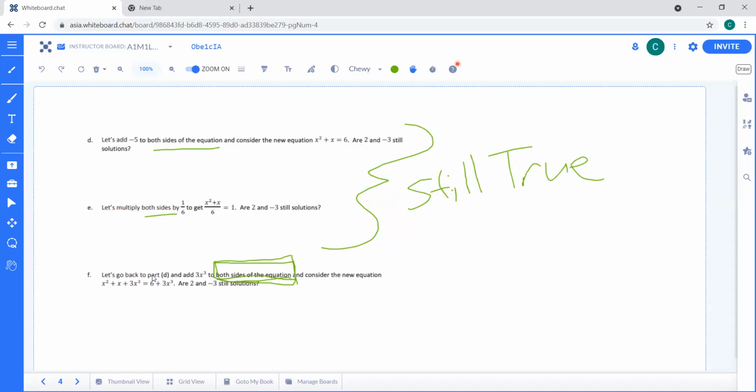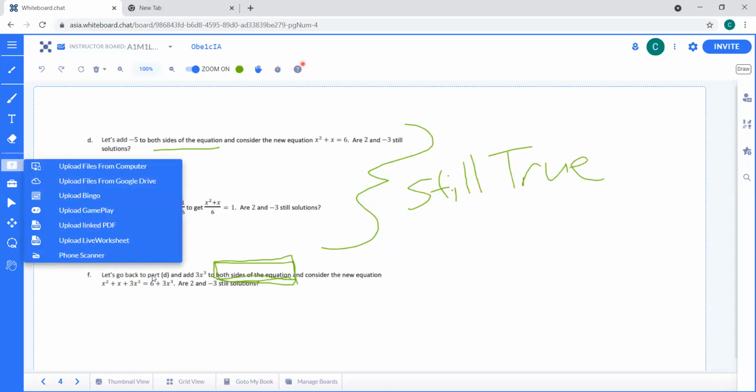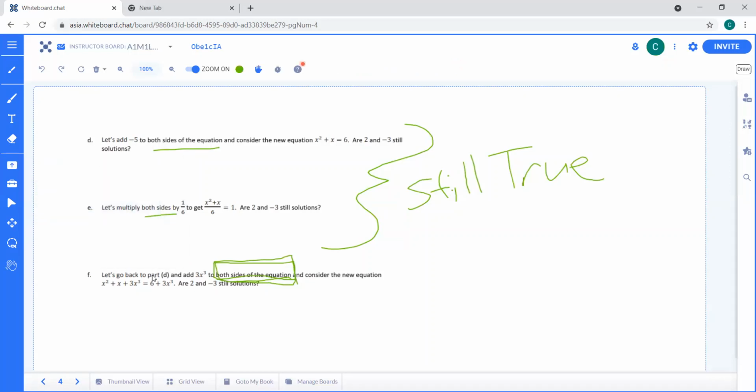So if 2 and negative 3 had been false, they did not make the statement true. No matter what you do, if you do the same thing to both sides, it would still be false. Here it was true, therefore it all remained true. That should be very, very common. You should know that by now.